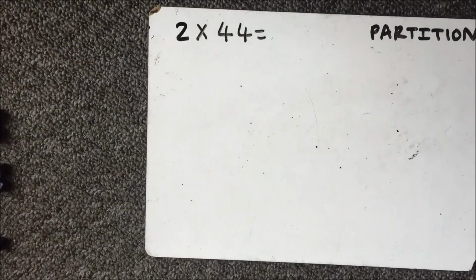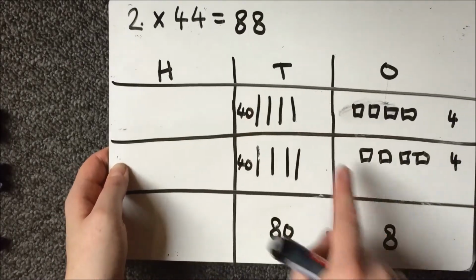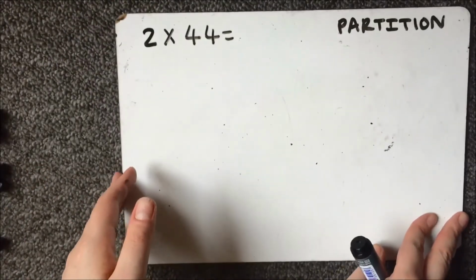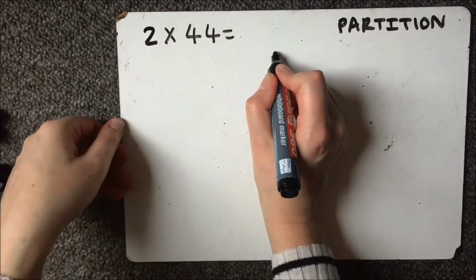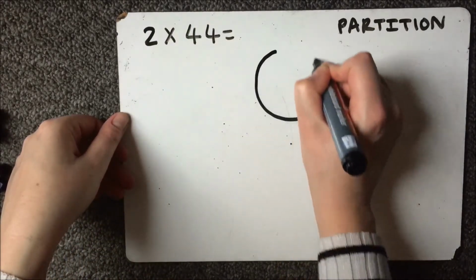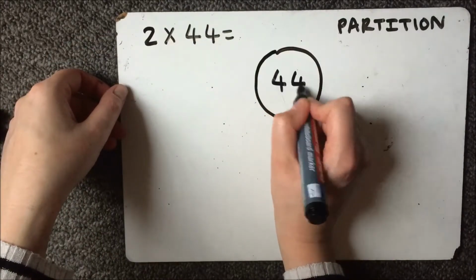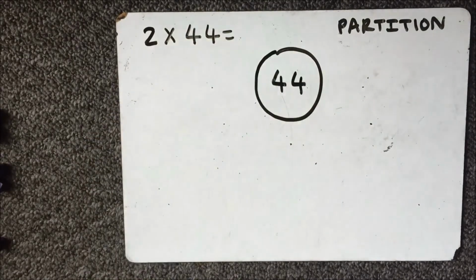Using our partition method. So this was our Dean's method for 2 times 44, 2 groups of 44. Let's see if we can do it here. If you feel confident, you can get a piece of paper or whiteboard and have a go on your own. If not, stay tuned with me. What's the first step? I need to write my whole, which is 44. Well, it's not my whole because that would be my answer. But my biggest bit here is 44.